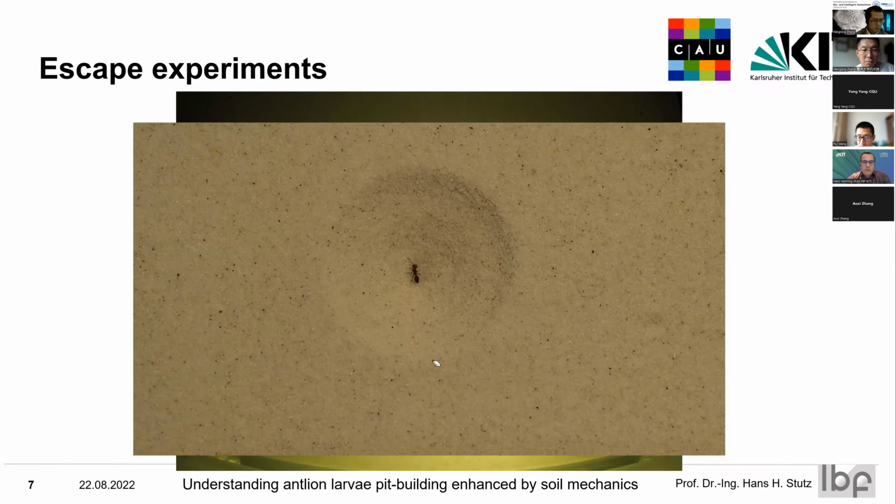Finally, you will see that the ant is slowly escaping. But what you also see, if you look here, is that there's always some sand moving where the ant is trying to walk out of the pit. And it's a hard fight for the ant to move out there, even so without any predator inside. But then finally, it works out.